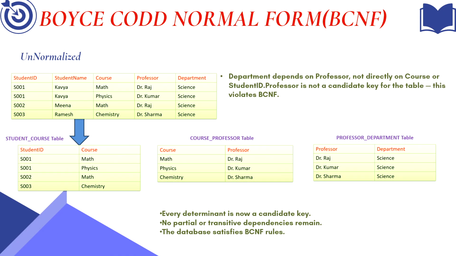Consider a table where the department depends on professor, not a course or student ID. If professor is not a candidate key, this violates BCNF. To fix it, we divide the table into three tables. One is professor department, second one is course professor, third one is student course. Now every determinant is a candidate key satisfying the BCNF rule. This results in a completely normalized database structure.